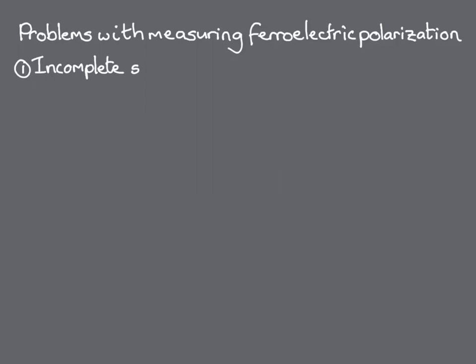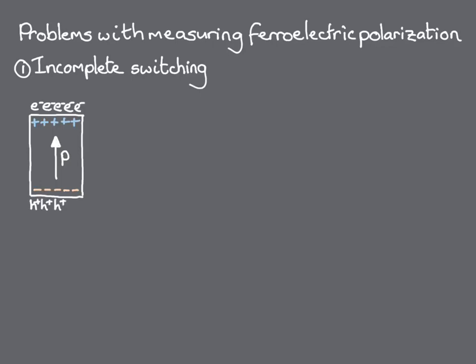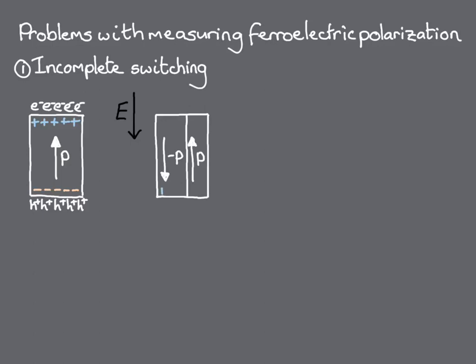The first example we'll discuss is incomplete switching. Let's suppose that we start with a ferroelectric that's fully polarized in the up direction, so that its positively charged top surface is compensated by electrons in the electrode and its negatively charged bottom surface is compensated by holes.